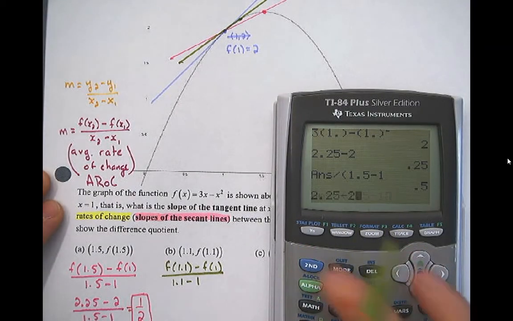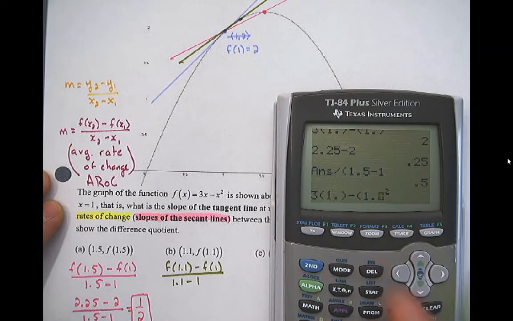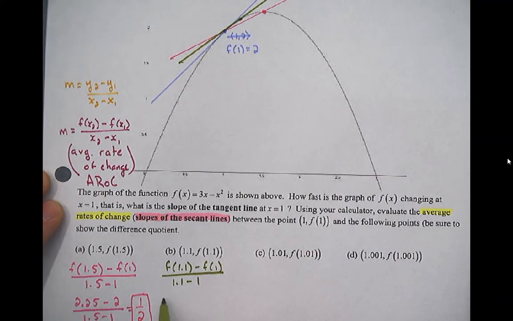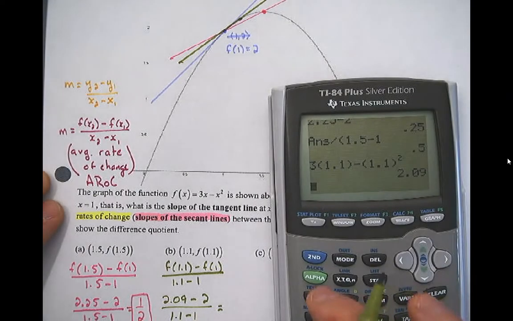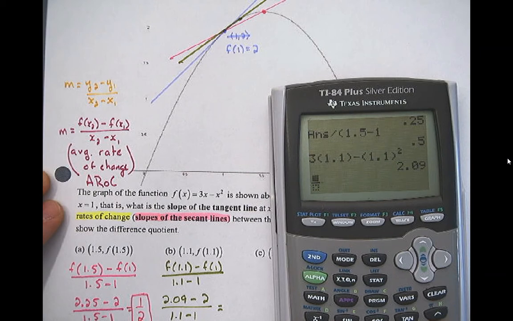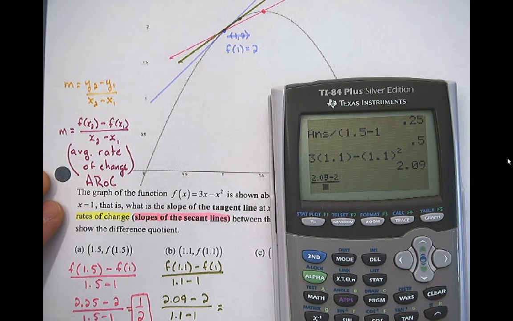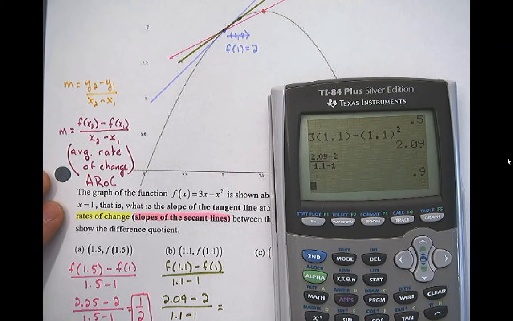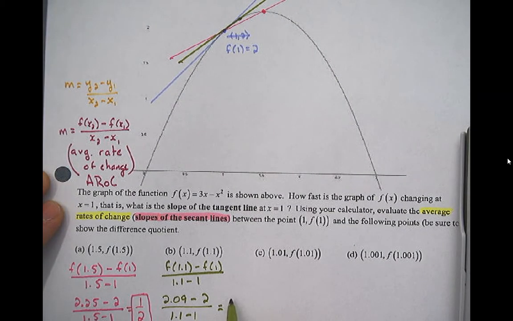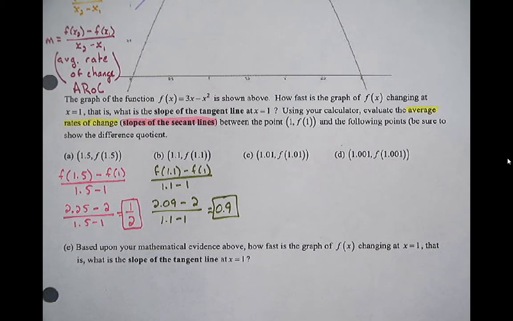Second enter, second enter, second enter. Change these, insert a 1 in there, so it's 1.1. So we get 2.09. 2.09 minus 2 over 1.1 minus 1, which now I'm going to calc. 2.09 minus 2 over 1 point, why didn't I do that in my head? 0.9, so we get, wait, 0.9? Oh, yeah. 0.9. I'm going to let you try to do the next two.